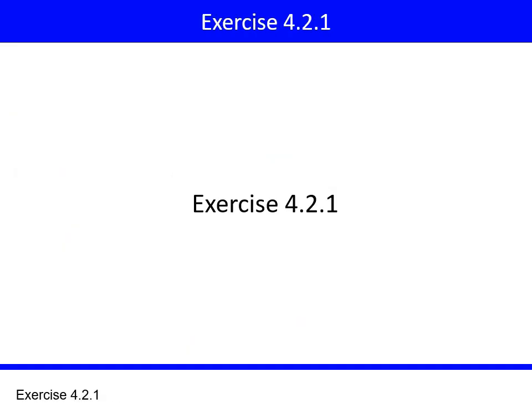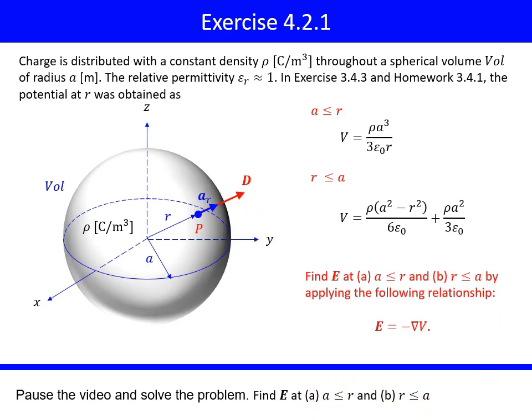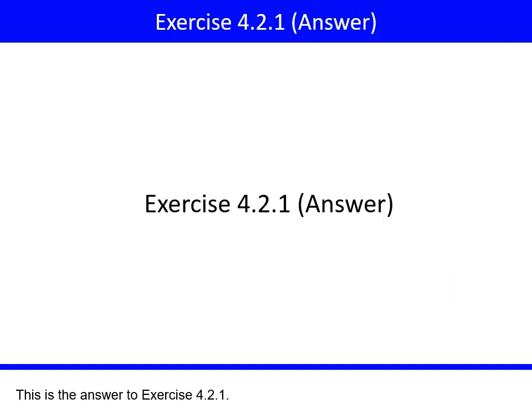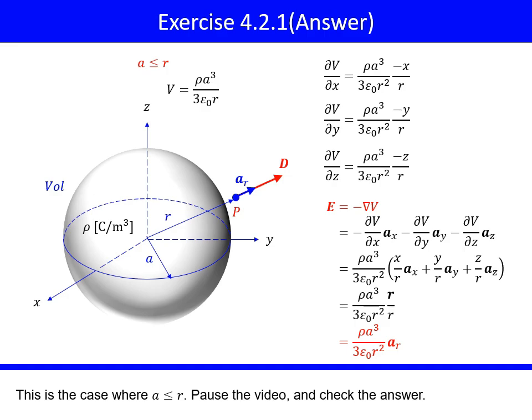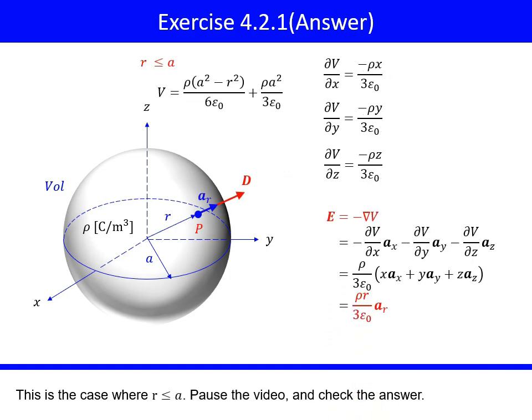Exercise 4.2.1. Pause the video and solve the problem. Find the electric field intensity E at the point where r is greater than or equal to the radius a, and at the point where r is less than or equal to a. This is the answer to exercise 4.2.1. This is the case where r is longer than or equal to a. Pause the video, and check the answer. This is the case where r is less than or equal to a. Pause the video, and check the answer.